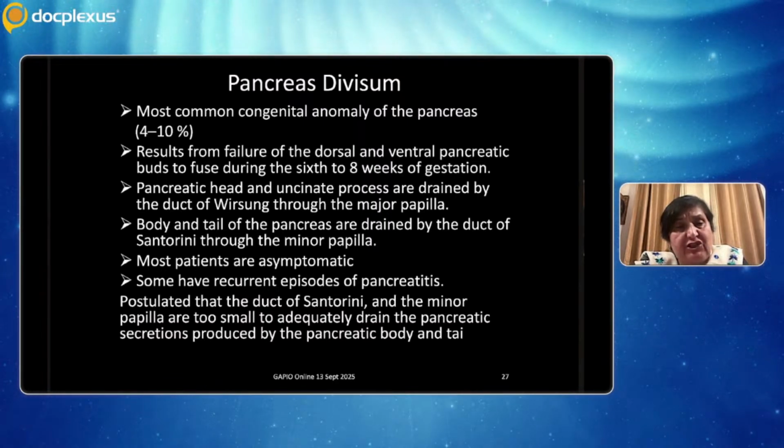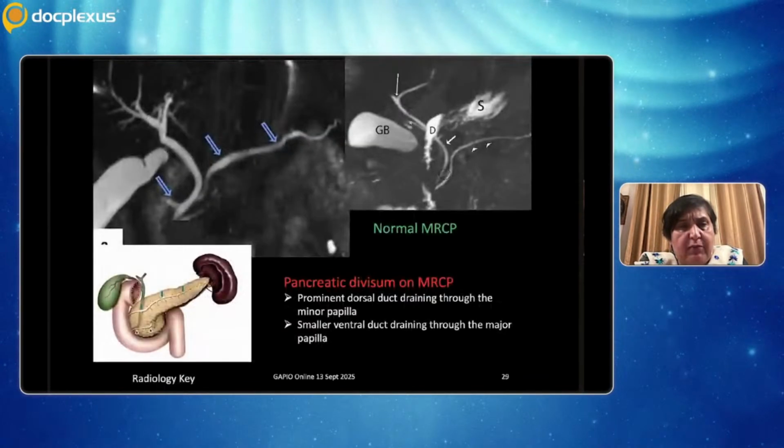Now, most of these patients are asymptomatic, but some have recurrent episodes of pancreatitis. And these are the ones who come to you for evaluation and to rule out any anomaly. It is postulated that the duct of Santorini and the minor papilla are too small to adequately drain the pancreatic secretions produced by the pancreatic body and tail. And this is one such case over here.